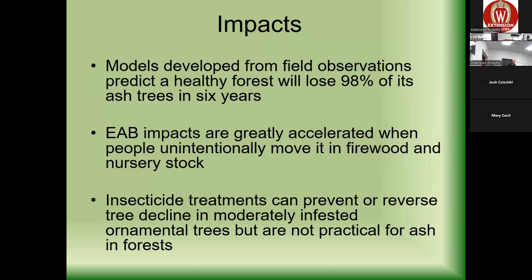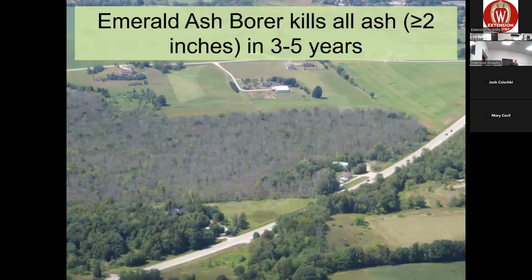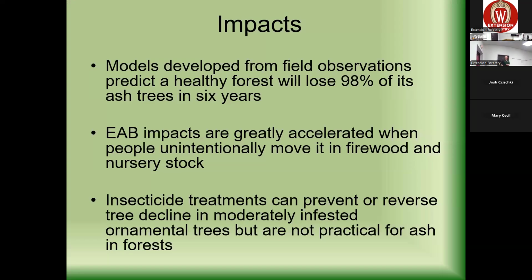And again, if you look at the landscape there, a lot of dead trees out there. Field observation models predict a healthy forest will lose 98% of its ash in 6 years. EAB spread is greatly accelerated when people unintentionally move firewood and nursery stock. And insecticide treatments can prevent or reverse it, but again, as we talked about, it's really only practical for those ash you might want to be saving in your yard, not on a large landscape-wide level.